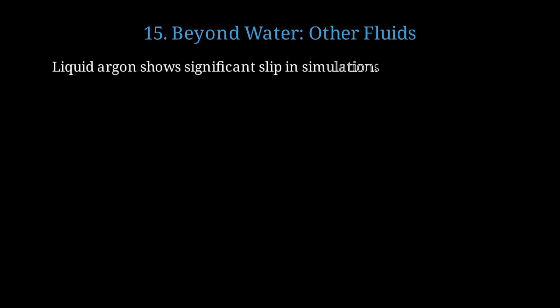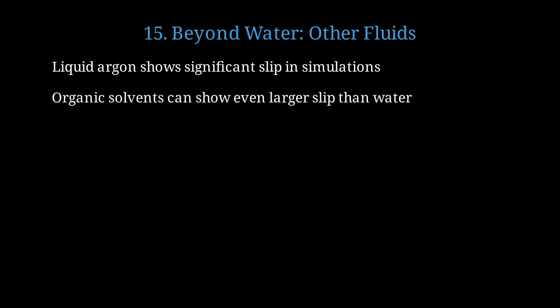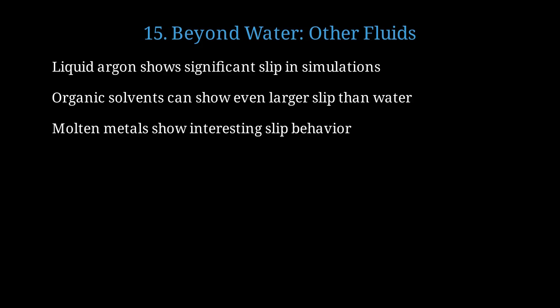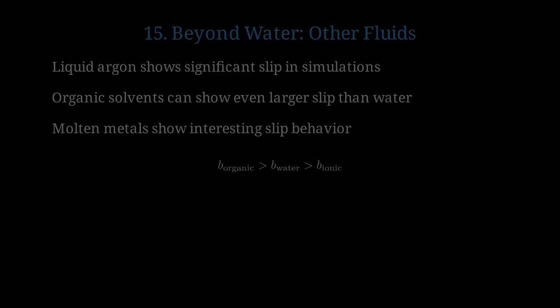Liquid argon, often used in molecular dynamics simulations, shows significant slip on smooth surfaces. Organic solvents like hexane or decane can exhibit even larger slip lengths than water on hydrophobic surfaces. Even molten metals can show slip when flowing through narrow channels, though the physics differs from molecular liquids. Generally, organic solvents show more slip than water, which shows more slip than ionic liquids.